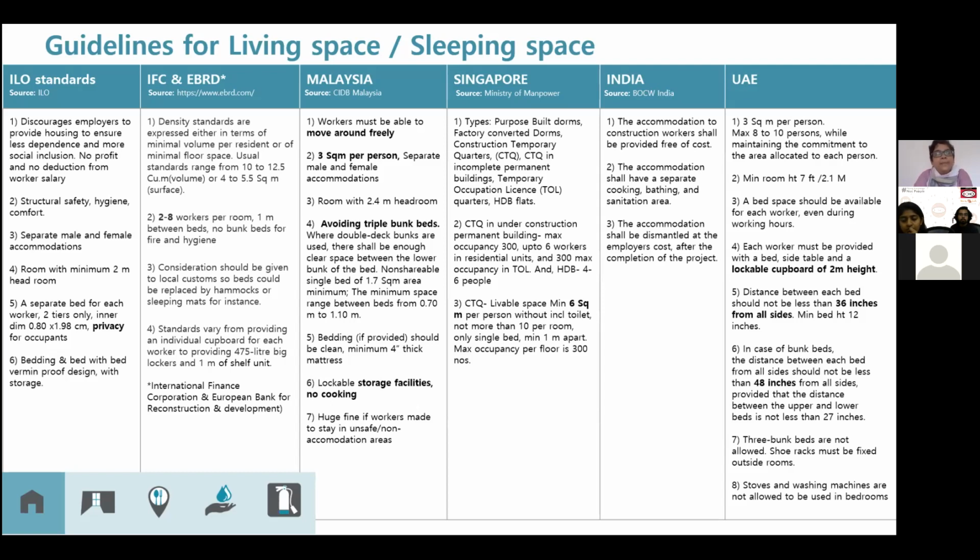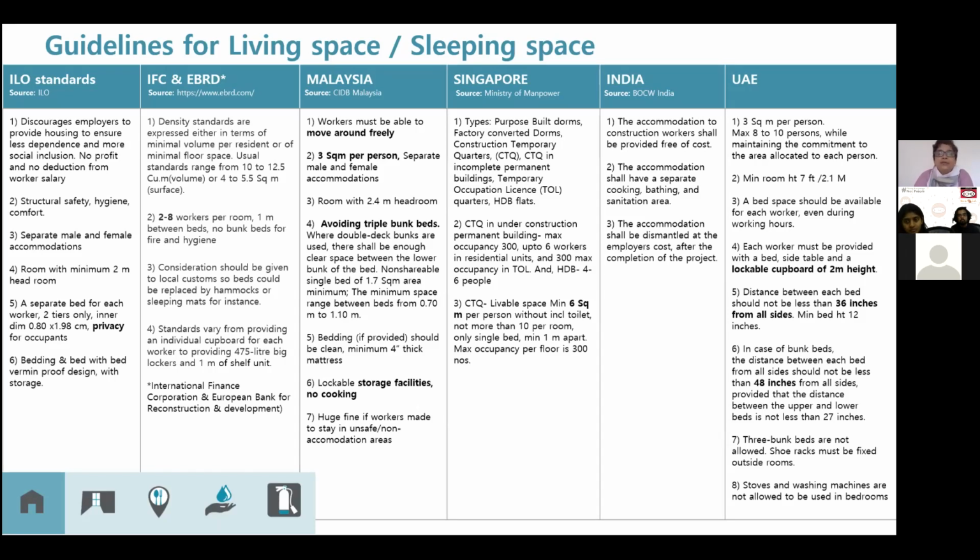Almost all of them have banned three-tier bunk beds, and some of them have given importance to privacy, like even IKEA, we will see later, that privacy for people is important. They have even specified bed dimensions, like it should be 0.7 by 2 or 0.8 by 1.98 and so on. Because vermin or bed bugs are a problem, many of them even talk about maintenance. Most of them have said whatever has been provided has to be maintained properly.